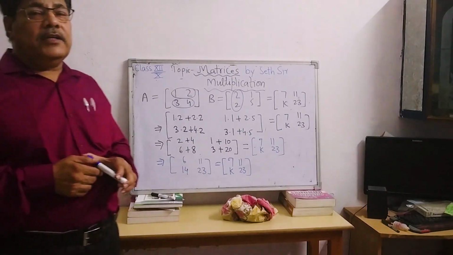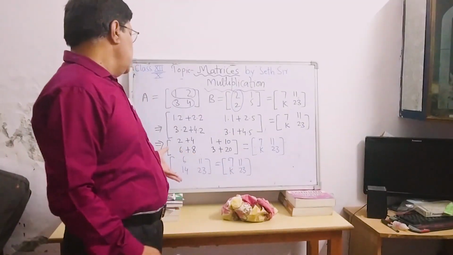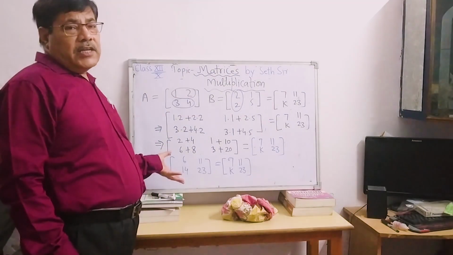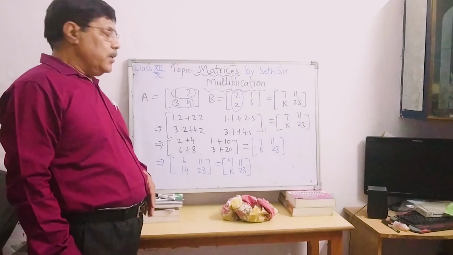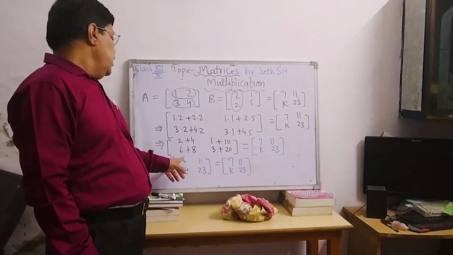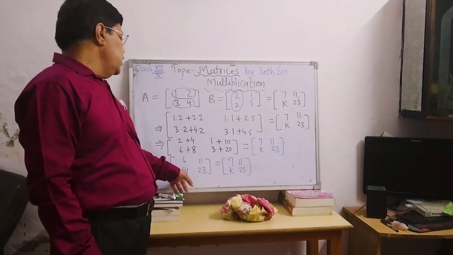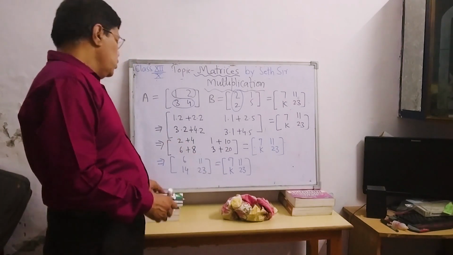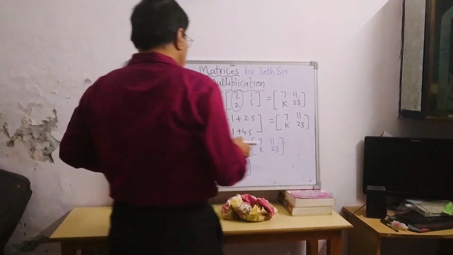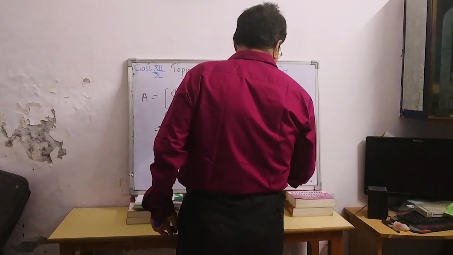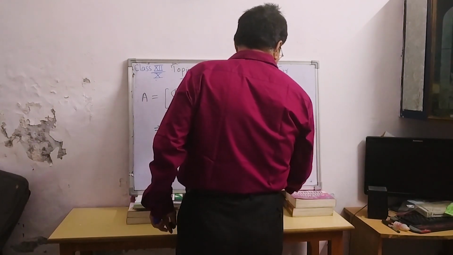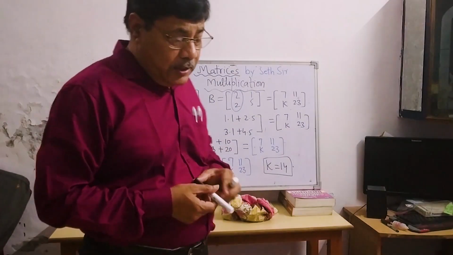Now our target is to find the value of k, because the order of the matrices is the same. Both sides have equal matrices, so we can easily compare. Here you can see 14 is written, here k is written, so the value of k will be 14. So this is your answer. k is 14. Is this clear, children?